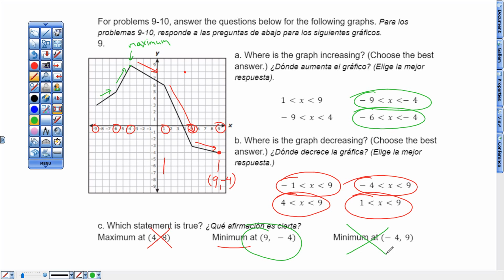All right, moving on. And let's just double check my answers. From +1 to 9, going downhill. From -9 to 4, positive. Got a stretch in there. All right, let's just move on.